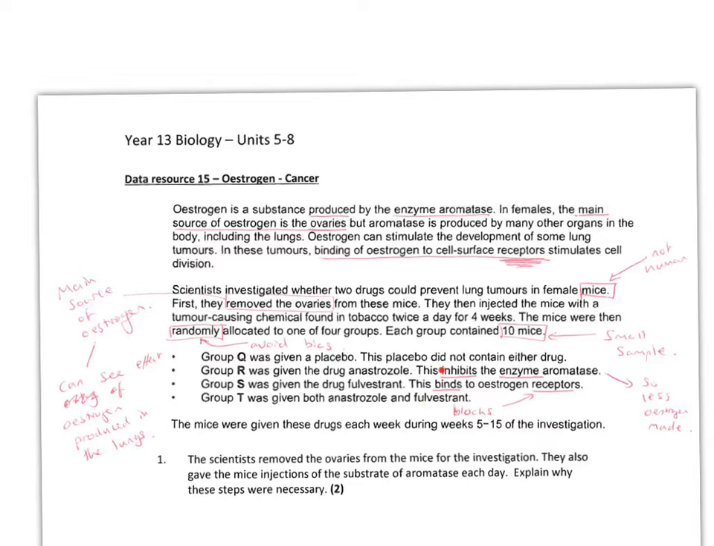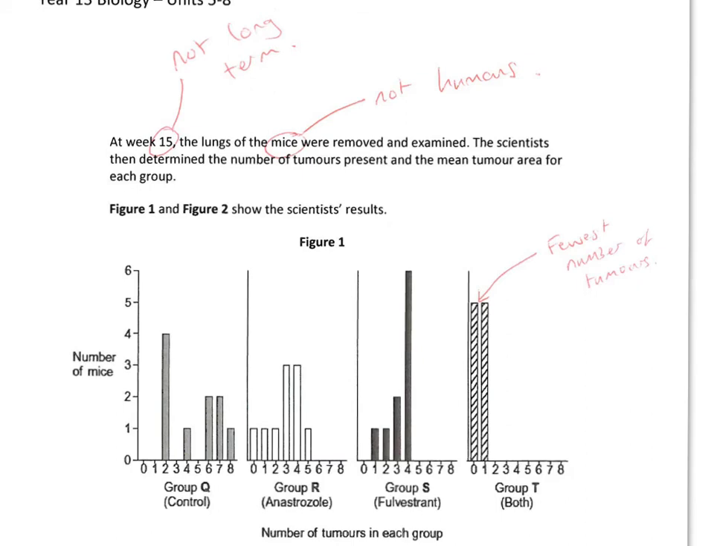Okay, so it tells you here that this drug inhibits the enzyme aromatase. As we went through before, that's going to cause less oestrogen to be made. If there's less oestrogen made, less can bind to the receptors, less tumours. This one here binds to the receptors themselves, so they could block. So these are going to block the receptors if they bind. Less oestrogen can bind, less tumours. So in theory, that's how it should work. So let's look at the data then.